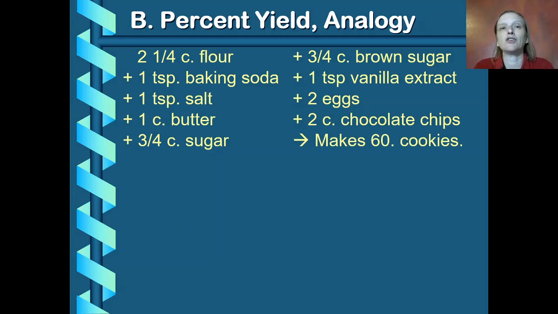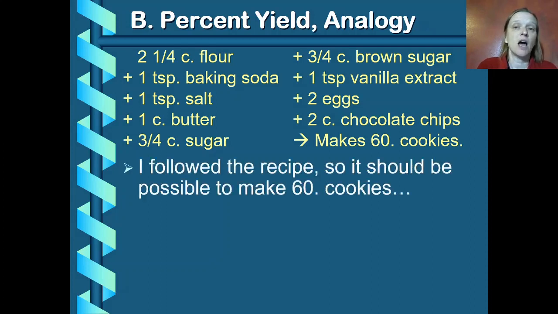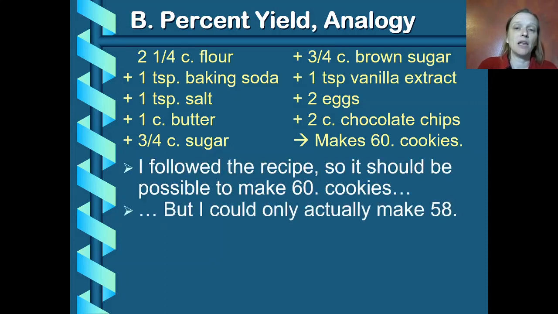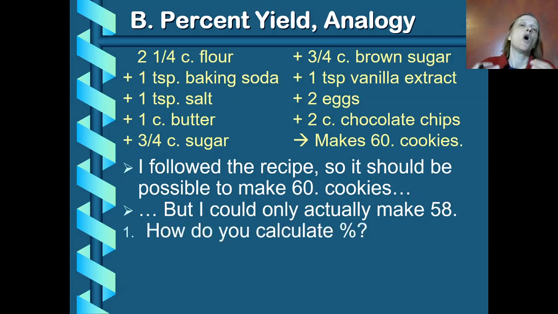So let's do an analogy here, percent yield. Let's say I'm making my cookies. I've got this recipe and that should make 60 cookies, but what if I only made 58 cookies? What if I had some batter that stuck to the inside of the bowl and it just didn't make it into cookies and I could only make 58 cookies? I could calculate my percent yield.